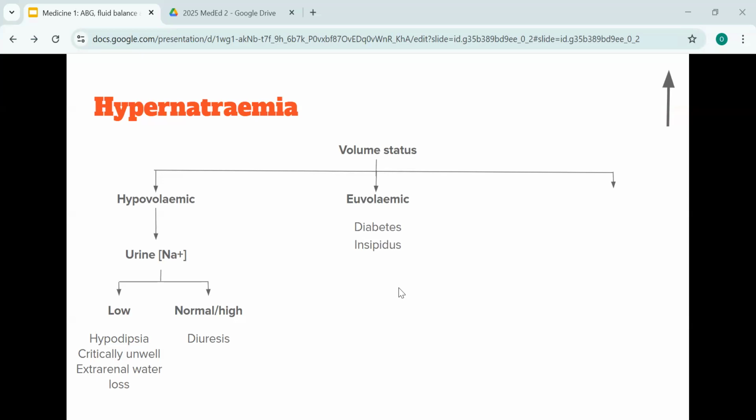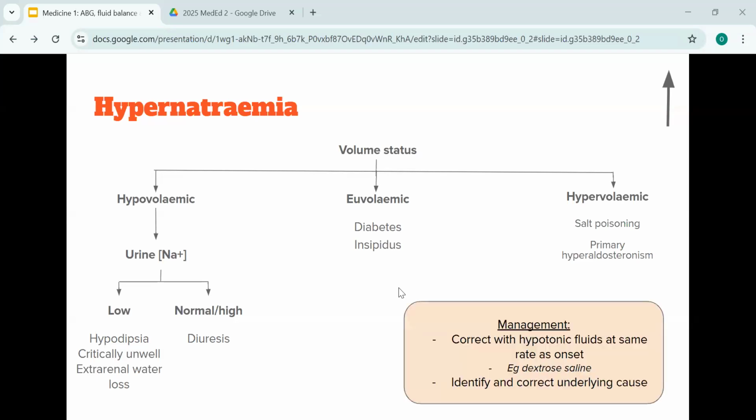So if the patient is euvolemic, your alarm bell should be going off for diabetes insipidus, which I'll discuss more in a minute. Finally, if the patient is hypervolemic, so fluid overloaded, there are two main differentials: salt poisoning, which is luckily very rare in clinical practice, or primary hyperaldosteronism, where there is excess kidney reabsorption, causing an excess increase in extracellular sodium.